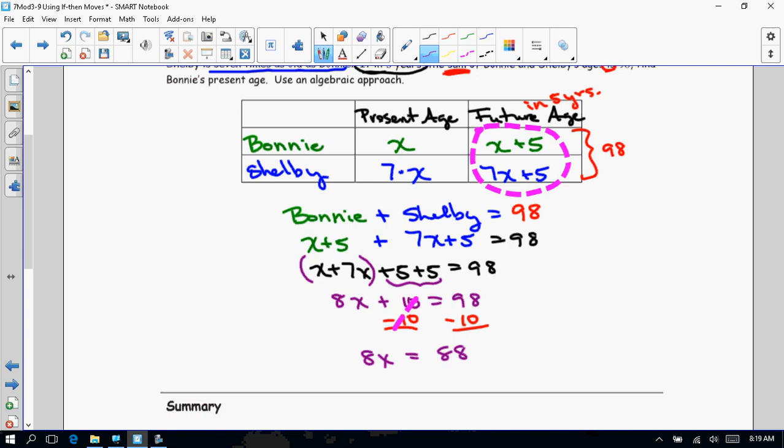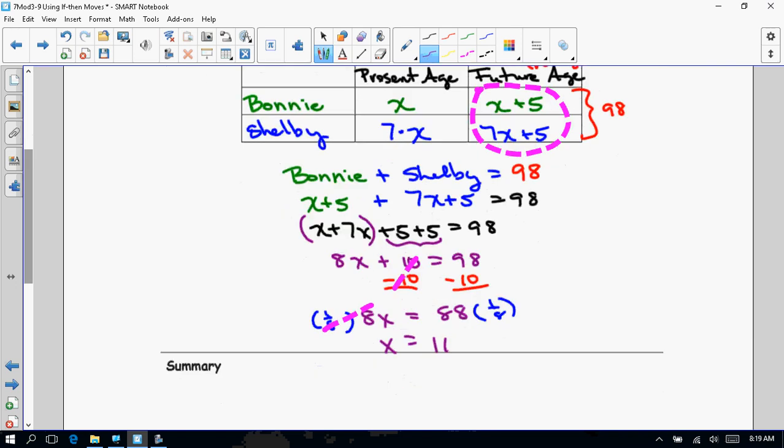Well, I'm going to multiply by the multiplicative inverse of 8, which is 1/8. And I now have a 1x on this side. That's what I would like. x equals 11, right? The question is, how old is who? Find Bonnie. Did I find Bonnie's age? Yeah, Bonnie was x, wasn't she? So Bonnie is now, because I don't know how old she is, right now, 11 years old.